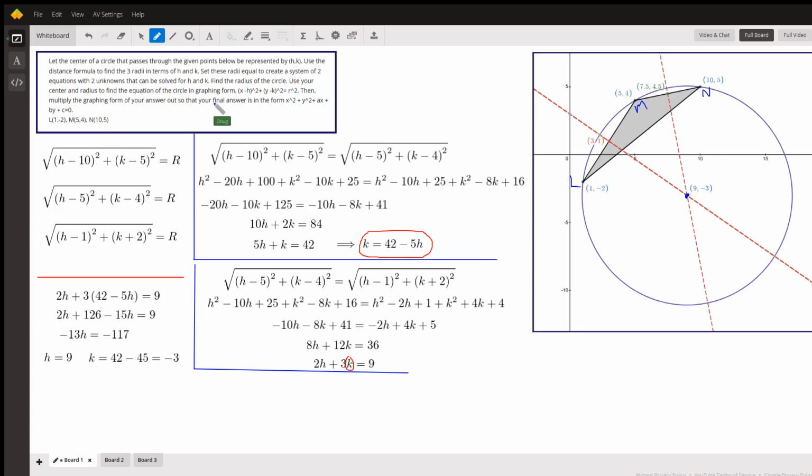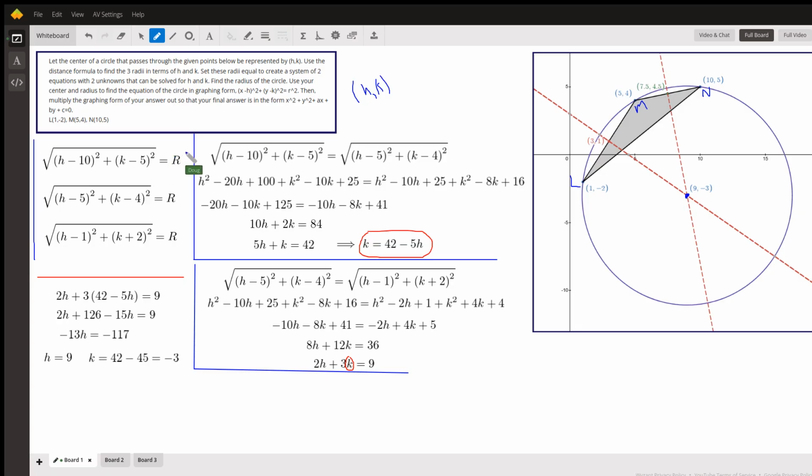And according to these directions, we want to use the distance formula where (H, K) represents the center. Using the distance formula to the point (10, 5): the square root of (H minus 10) squared plus (K minus 5) squared equals the distance from the center (H, K) to point N. You can do similar setups for the other radii from (H, K) to L and from (H, K) to M. So you've got 3 equations, 3 unknowns, but these radicals are all equal to R.